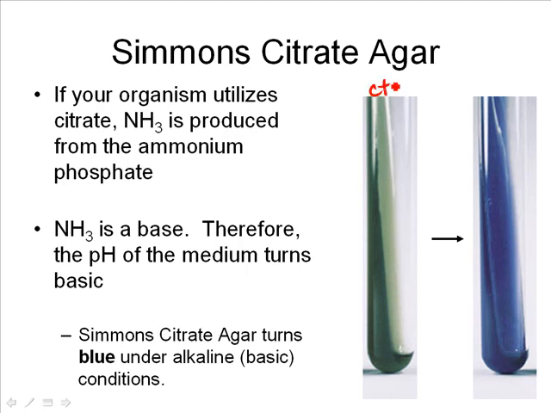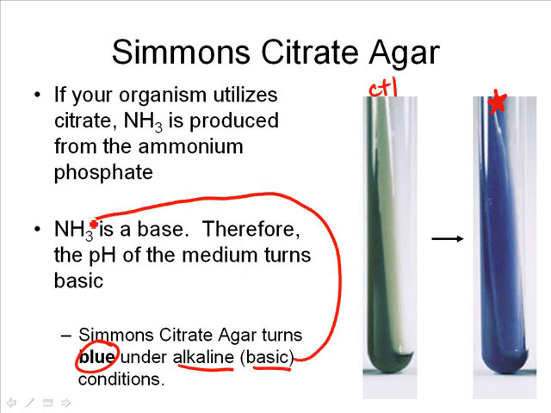Here's the control tube. That is what the tube looks like before organisms were added, before it was inoculated. We see it's a nice green color. If your organism can use citrate as its sole carbon source, the Simmons citrate agar is going to turn blue. And it turns blue because of those alkaline or basic conditions. Now, why is it turned basic? As we just talked about, as we use citrate, ammonia is also produced, and ammonia is also a base that's going to turn the medium alkaline.